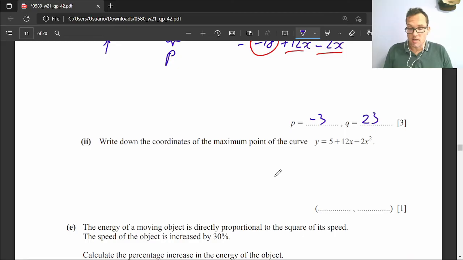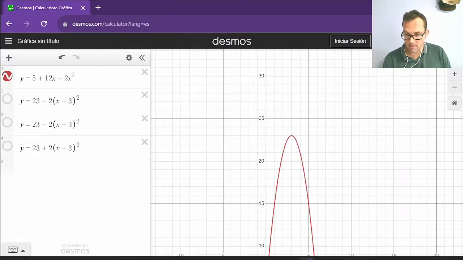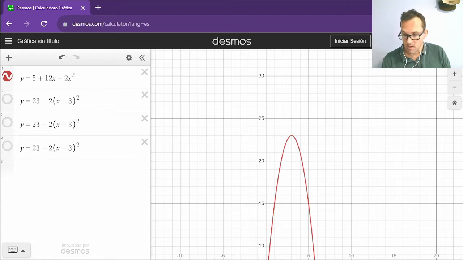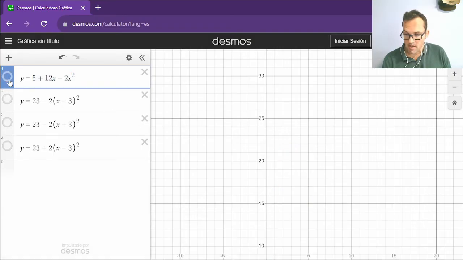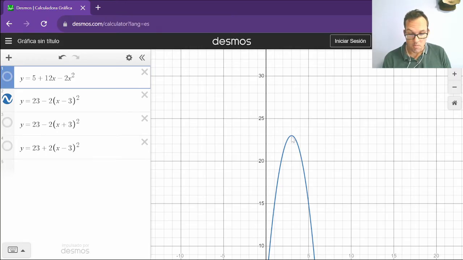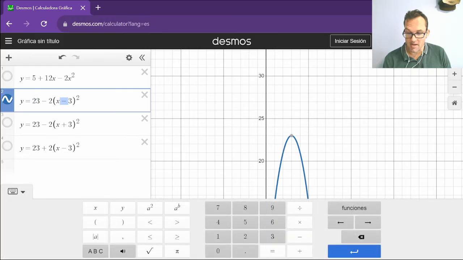You can find the maximum point. But let's see what it looks like on a graph. So there it is. I've graphed it. The equation they've given us there, 5 plus 12x minus 2x squared. If I take that away and put the one that is in completed square form, you can see exactly the same. And the maximum point there is the turning point, and there it is, 3, 23.